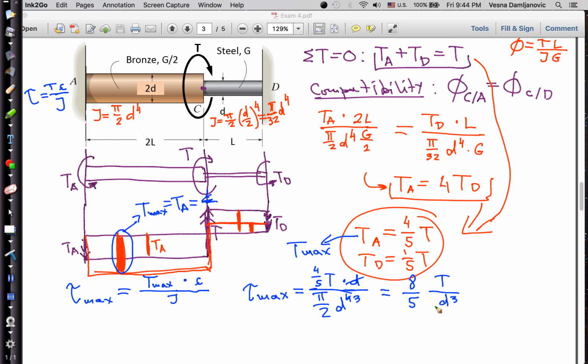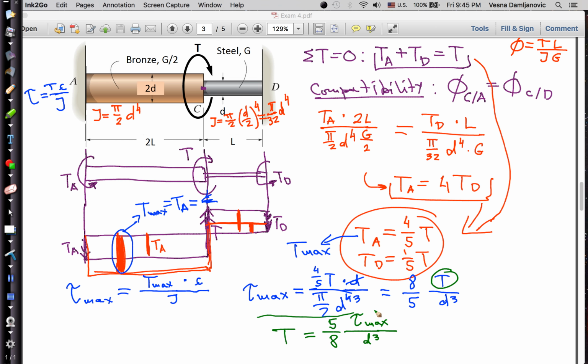So now you remember that everything, what's given? D is given. Tau max is given. So everything is given, you have to find T. This is the guy, okay? So T that we're looking for is equal to 5/8 tau max over D to the 3rd.